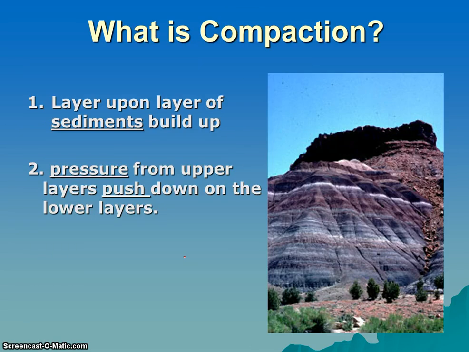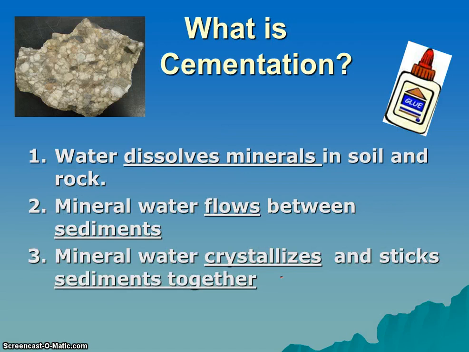So let's talk about compaction and cementation separately. In compaction, that happens when you have layer upon layer of sediment that builds up, as we were talking about in the first slide there, and the weight of the sediment above compacts the layers down below. And so they get very close together and very tight. But just pressing a bunch of sediments together does not make a rock. You have to stick them together.